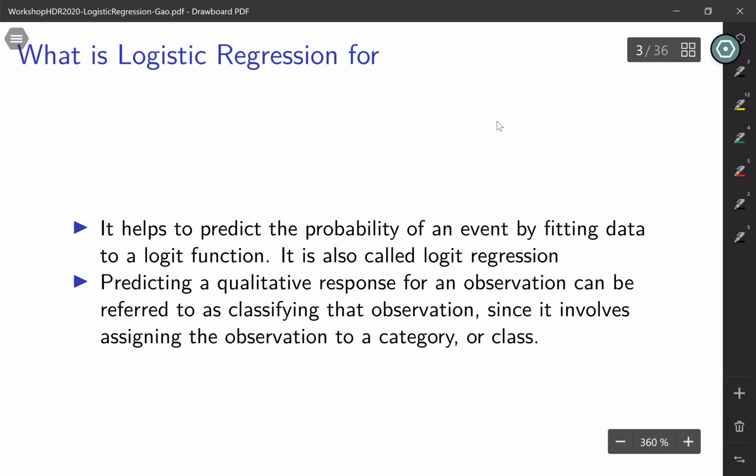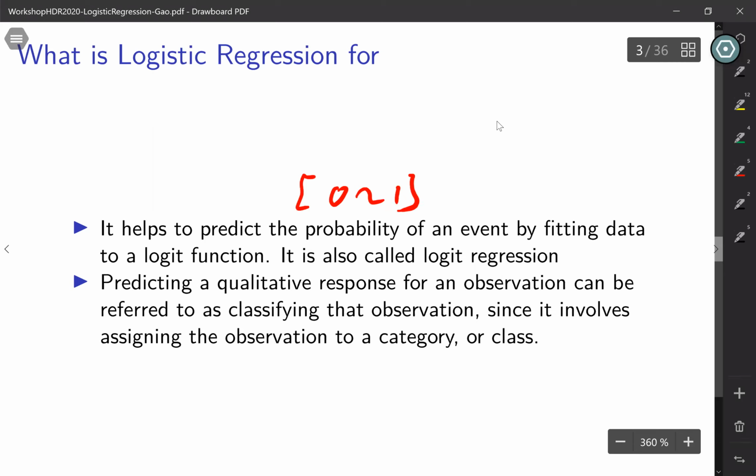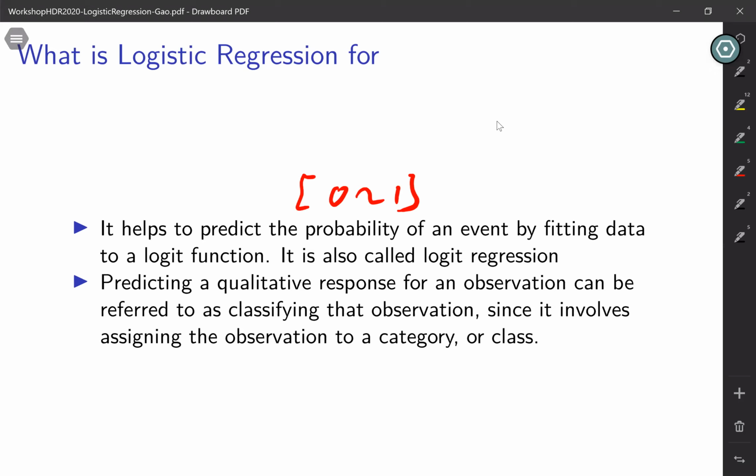And what is logistic regression for? Usually we would like to predict the probability of an event, how likely that event is going to happen. So how likely you're going to get the COVID-19 virus. This is a probability question, right? So we want to predict probability. You know, the probability is always between 0 and 1, so it's not very easy to directly predict the probability due to the limitation of the range.